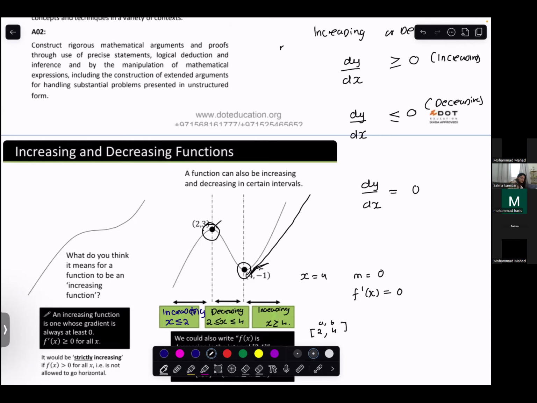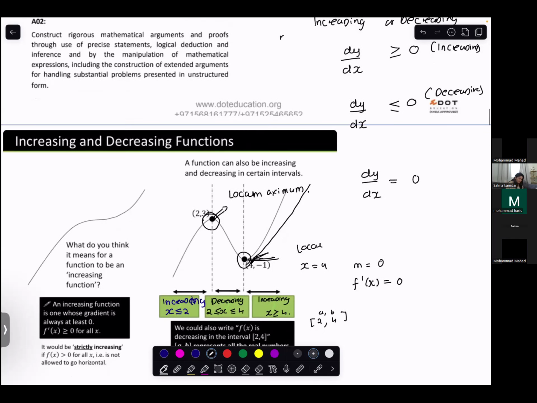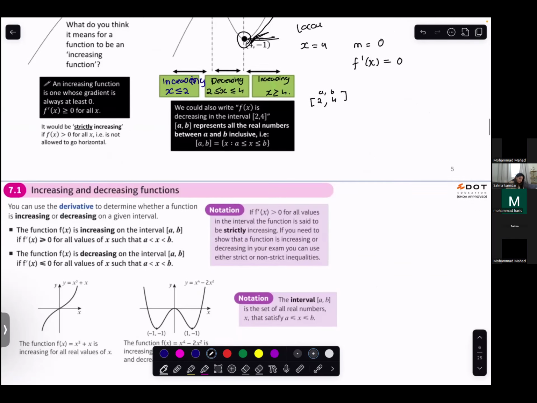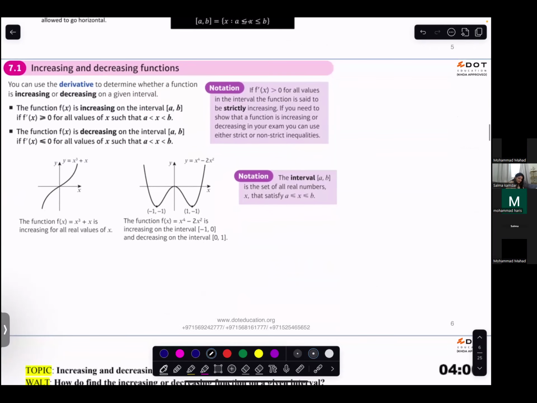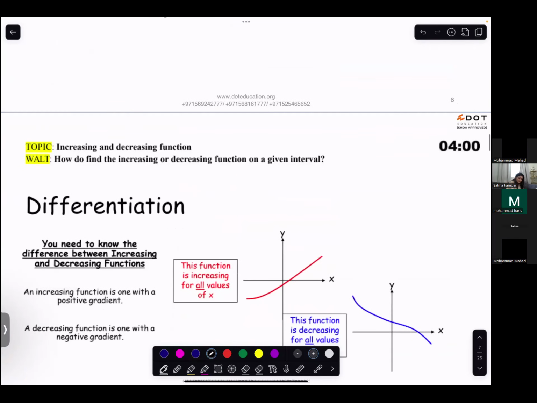The highest point is called the local maxima, and the lowest point is called the local minima. That means if they ask you to find the maximum point or the minimum point or the least value or the highest value, they're still asking you to find the turning point or the stationary point. I hope you are with me. Yeah. Okay, fine. Come on, tell me about this function.